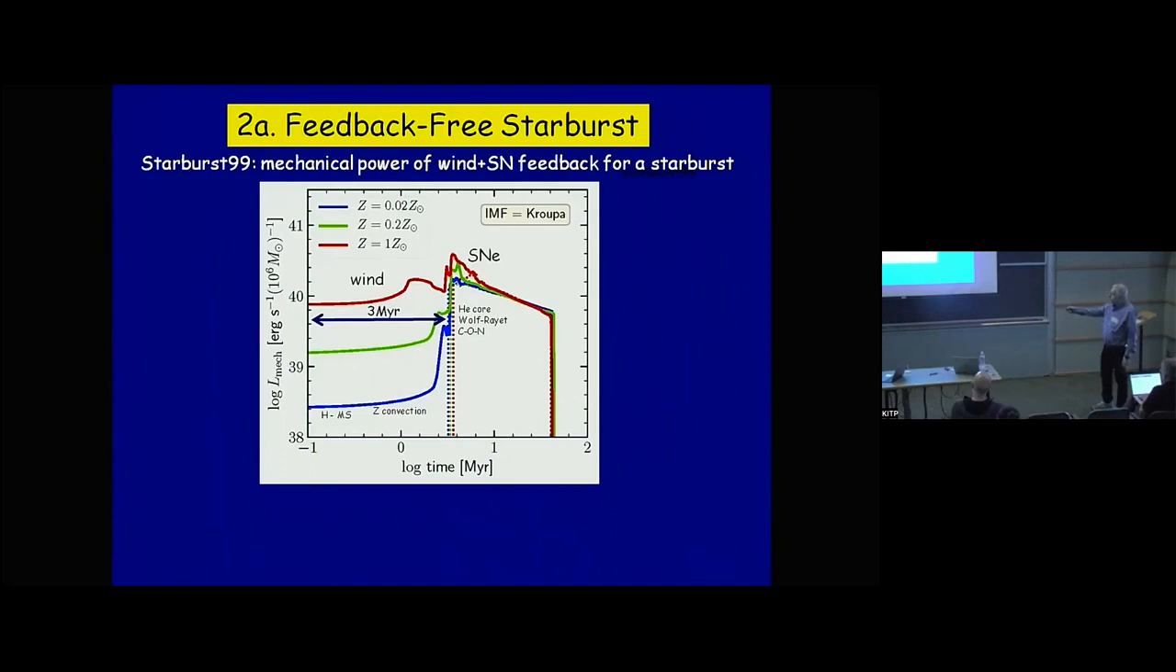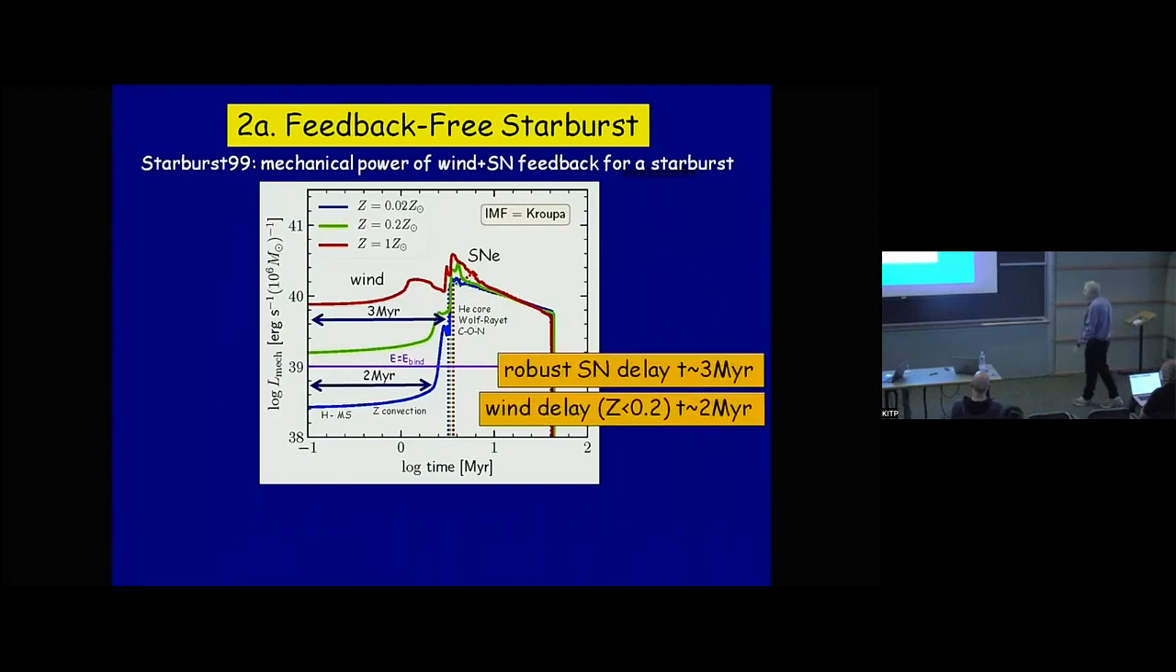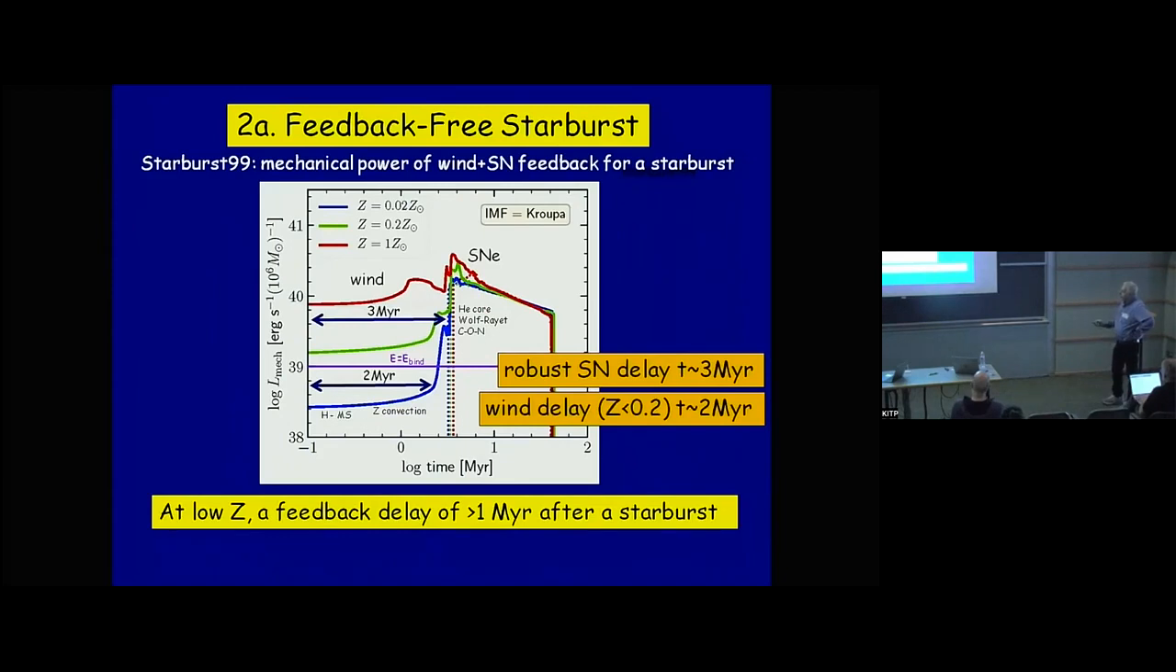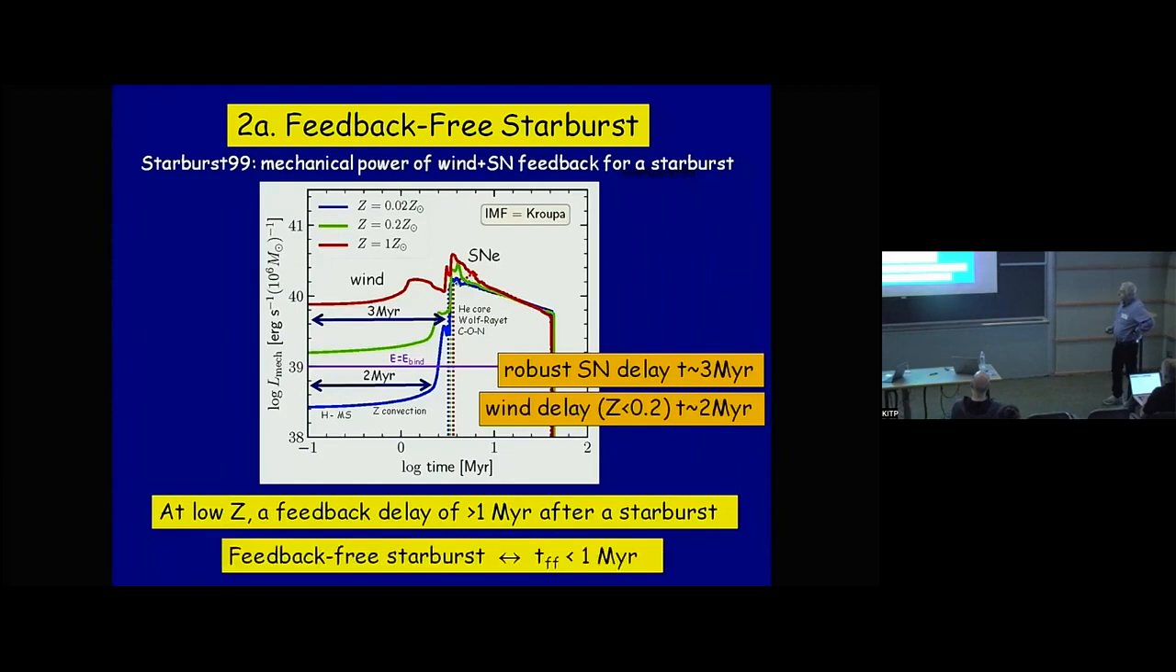The reason is that you have to move the metals out by convection into the outer parts of the stars before they can generate the opacity for the winds to be effective. So you have a 2 million year gap for the winds themselves. And together, this would be the binding energy of a cluster that I'm going to discuss a little later. So if the metallicity is below 0.2, maybe 0.1 and below, you really have the winds suppressed as well, and together the winds and the supernovae give you this delay. So there's a robust delay for the supernovae, there's a wind delay once the metallicity is low enough. It doesn't have to be very low, just a little bit below solar metallicity. So at low metallicities, there's a feedback delay of more than 1 million years after a starburst. I'm going to be very conservative and assume it's only 1 million years, but you see it's a little more.